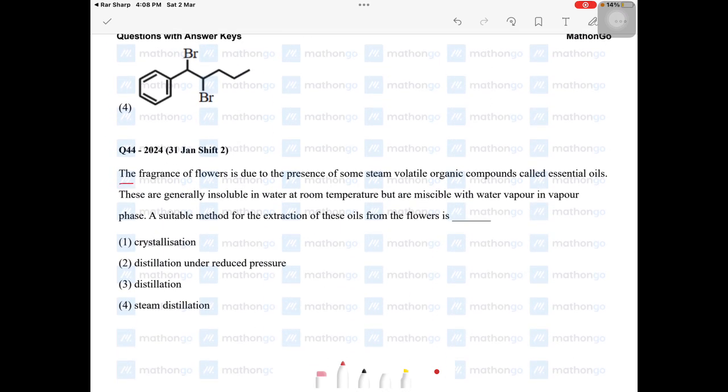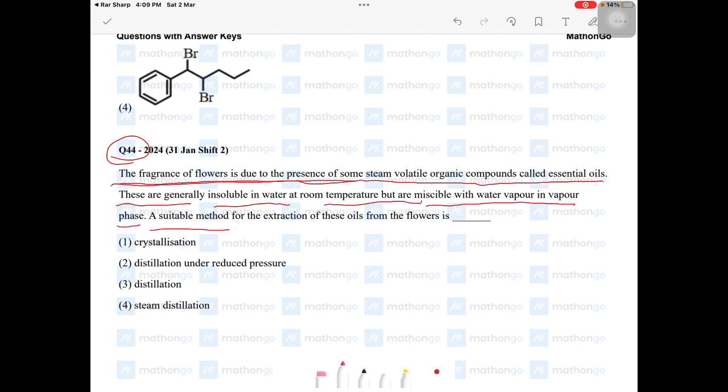Next, the fragrance of the flowers is due to the presence. Last question, 44th question. The fragrance of the flower is due to the presence of some steam volatile organic compounds called essential oils. These are generally insoluble in water at room temperature but are miscible with water vapor in vapor phase. Suitable method for extraction of this oil from the flower is steam distillation.